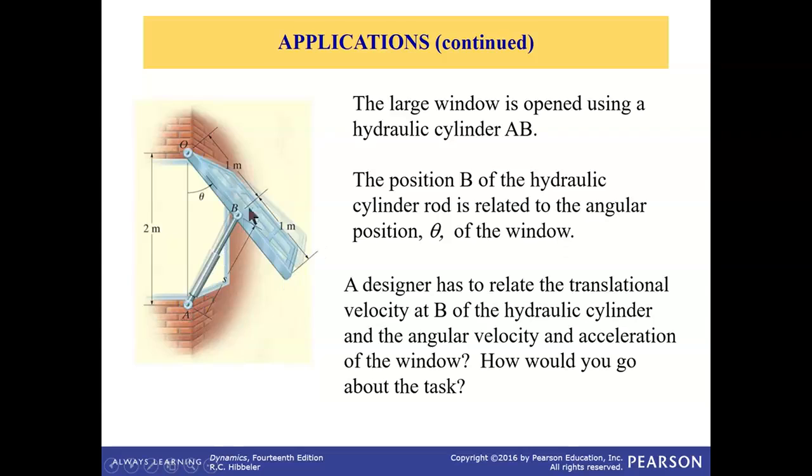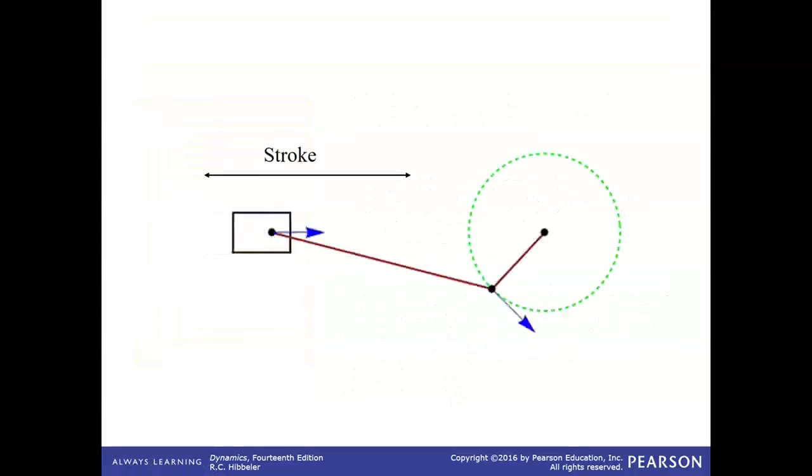You can see that the position of the hydraulic cylinder S is defined here, and the angular position of the window is defined using the angular variable theta. So using the given dimensions, we can relate the position variable S with the angular position theta. A designer has to relate the translation velocity at B of the hydraulic cylinder and the angular velocity and acceleration of the window. How would you go about the task?